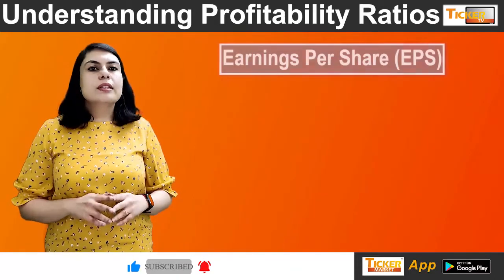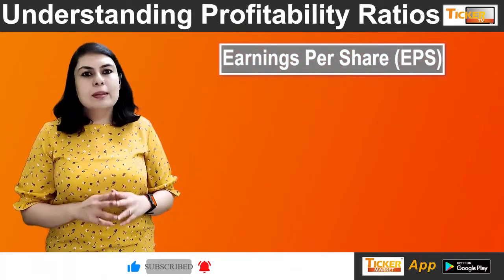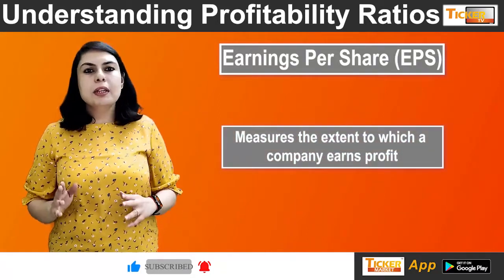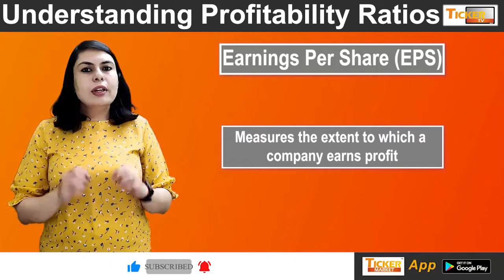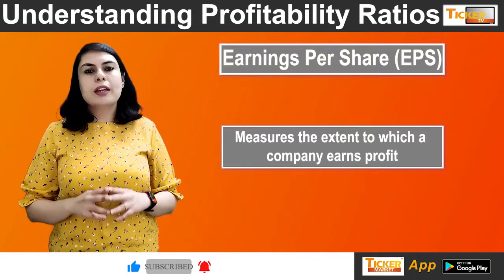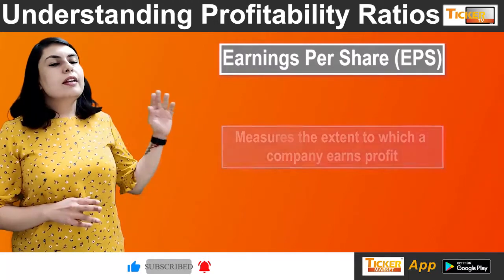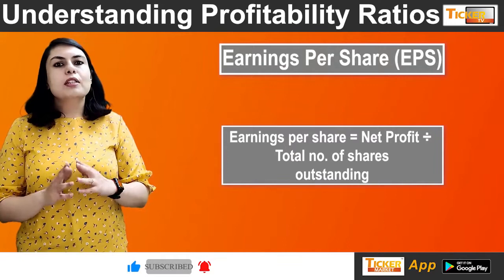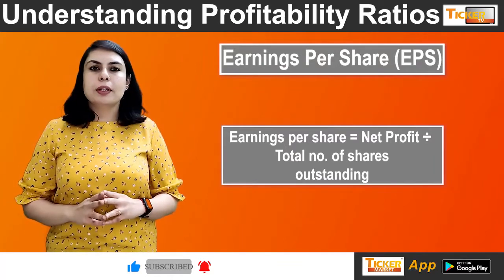The next ratio is earnings per share, which is also known as EPS. That is a profitability ratio that measures the extent to which a company earns profit. It is calculated by dividing the net profit earned by the outstanding shares, and the formula for calculating the EPS says that it is the net profit divided by the total number of shares outstanding. Higher EPS means more profitability for the company.